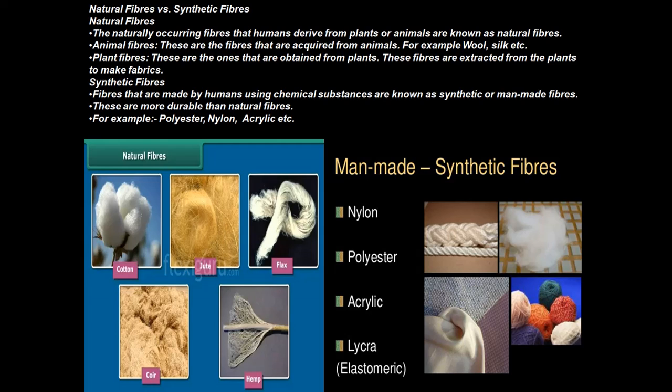Synthetic fibers. The fibers that are made by humans using chemical substances are known as synthetic or man-made fibers. These fibers are more durable than natural fibers. Let us list some examples of synthetic fiber. Polyester, nylon, acrylic are some of the examples of synthetic fibers.